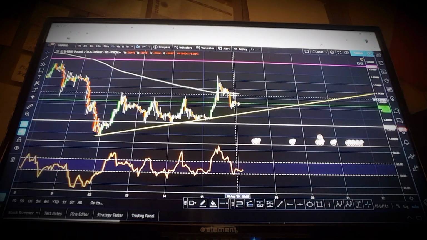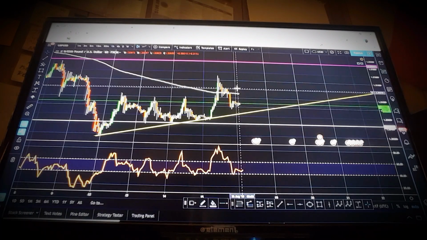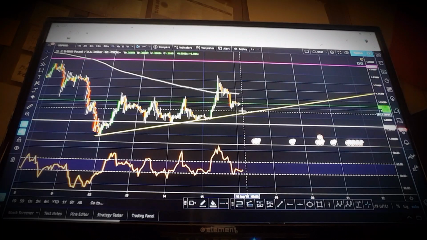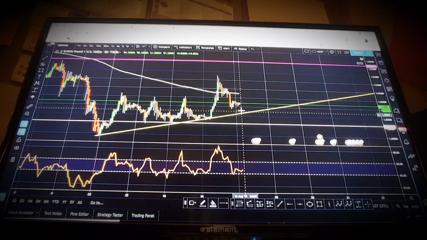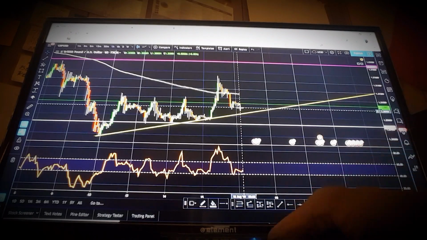You see that 200 EMA above price? I would definitely wait to execute. I said the 2100 as an entry, but it could quite possibly be pushed down. The 200 EMA, man.